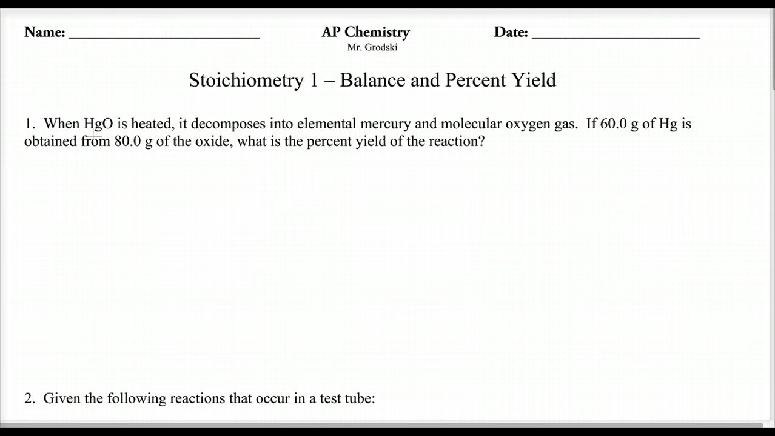Okay, so number 1, what we have here is a reaction between mercury oxide, HgO, which goes to mercury, Hg, and oxygen, O2. Of course, elemental oxygen is always O2, and then we have to balance 2 here and 2 here. I'm not reviewing balancing.